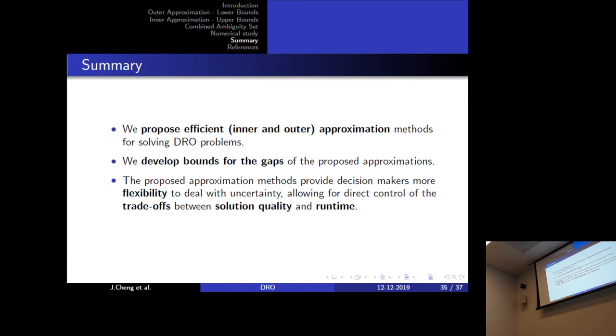Actually, we build the gap, so our bound on the gap, the difference between that. We know, for instance, for the first order approximation, the more pieces you use, the better approximation we get. But in the meantime, the problem becomes harder. You need more time to get a solution. This is a trade-off. Okay.